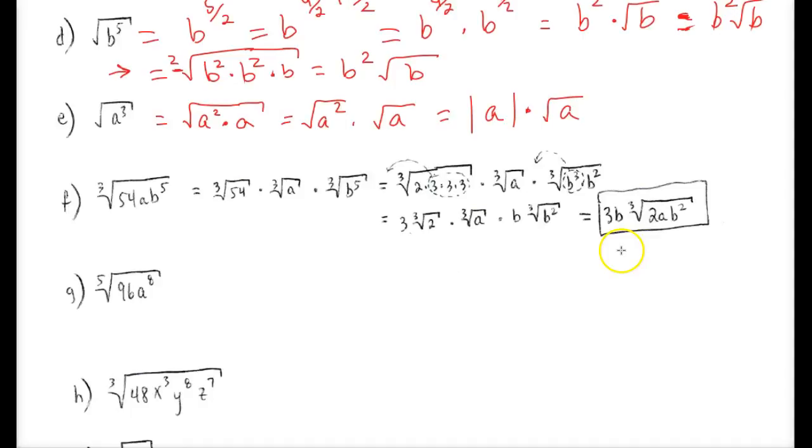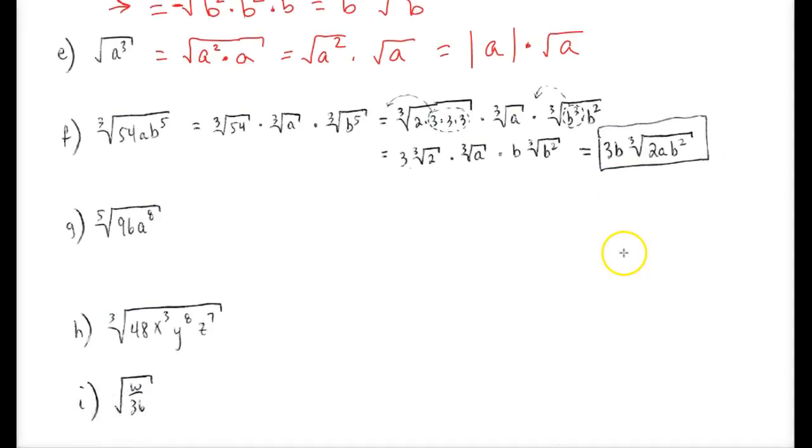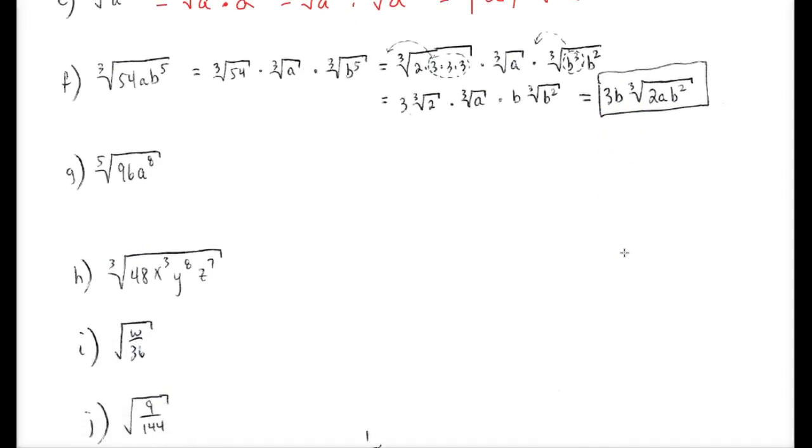For example F, we see now that it's starting to get a little bit more complex. Here we're wanting to break up cube root of 54ab raised to the fifth. That's cube root of 54 times cube root of a times cube root of b raised to the fifth. As you see here, I've taken 54 and broken it down to its prime factorization.